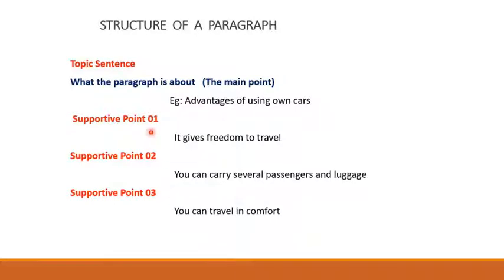And next we have the supportive points. In this case, let's say we are going to mention three advantages. The first advantage of using your own car is that it gives freedom to travel. That is supportive point 1. Then supportive point 2, another advantage: you can carry several passengers and luggage. And the third supportive point: you can travel in comfort.